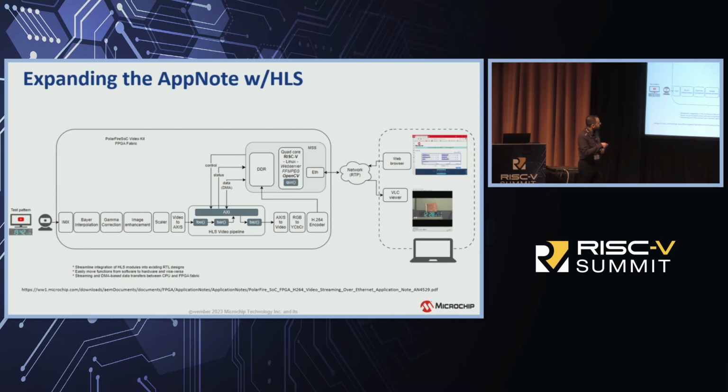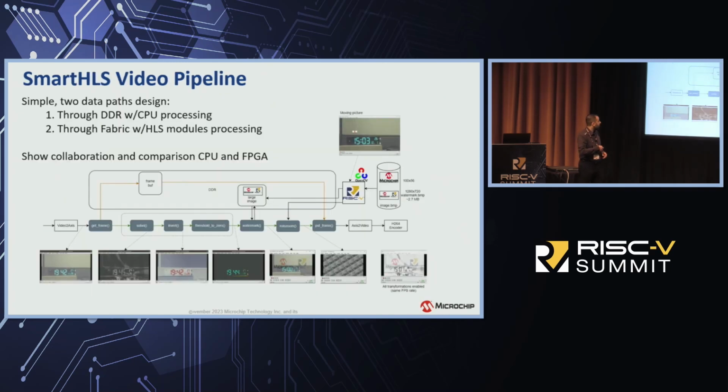So if we zoom in now into this HLS video pipeline, the example has two data paths. The video frames can go through DDR and a frame buffer, such that the processor can perform the video processing itself. And the other data path is through a series of HLS transformations. All these modules perform different transformations. You can see the impact of each transformation on the original image. And so there are two paths. The idea is to show collaboration between the CPU and the FPGA fabric, but also comparison in terms of performance.